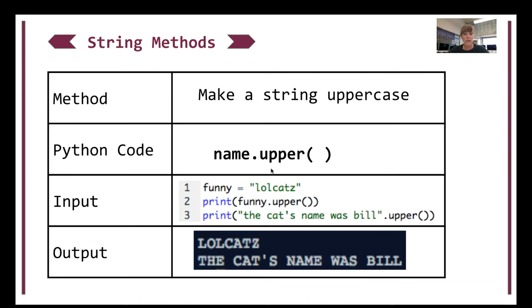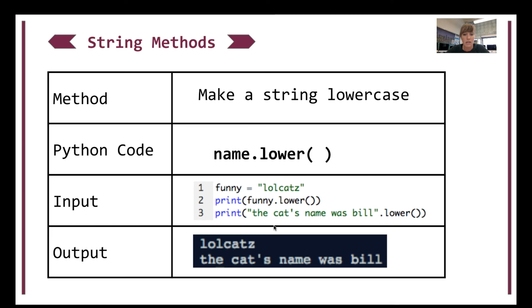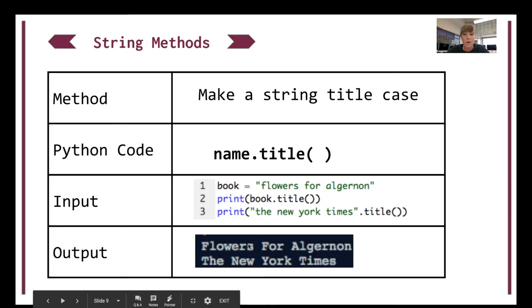Okay, so we did this. The name.upper puts everything in uppercase. Okay, the next thing is lowercase. So very similar. I wouldn't say upper here, I would say lower. I can call it on a function. So I can say funny.lower, or I can call it directly on a string, and it gets the same thing, but all in lowercase.